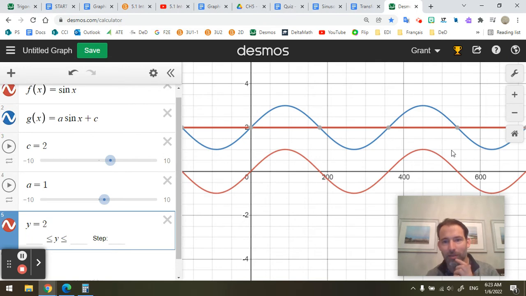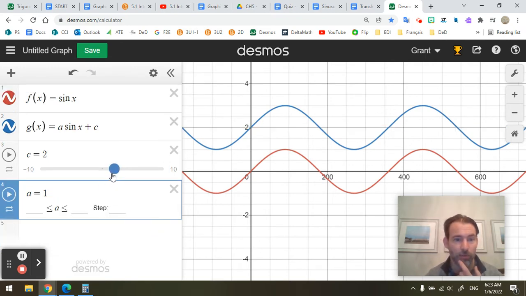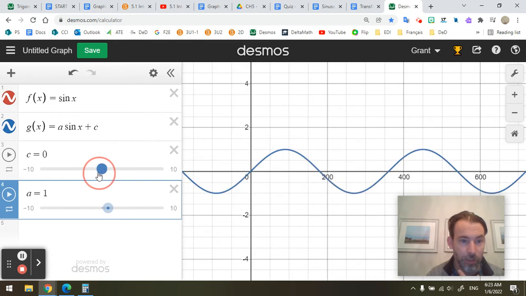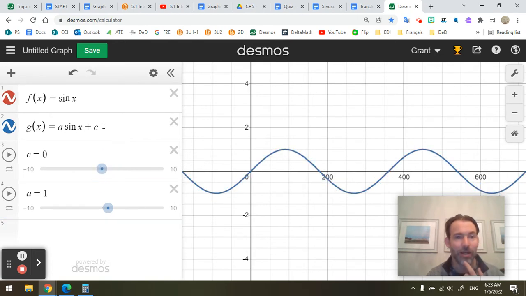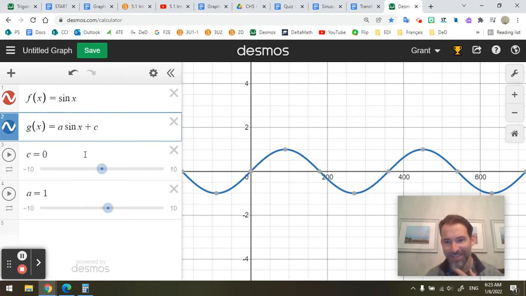So there's a line that bisects this function. It goes straight through the function. Amplitude did not change, only the horizontal axis. Okay, so that's the role of C. It changes the horizontal axis. All right, now let's take a look at K and D.